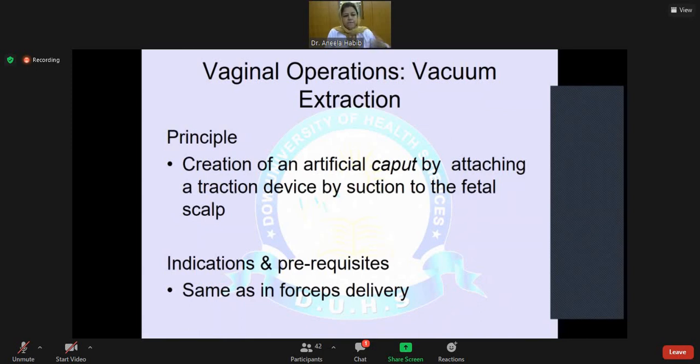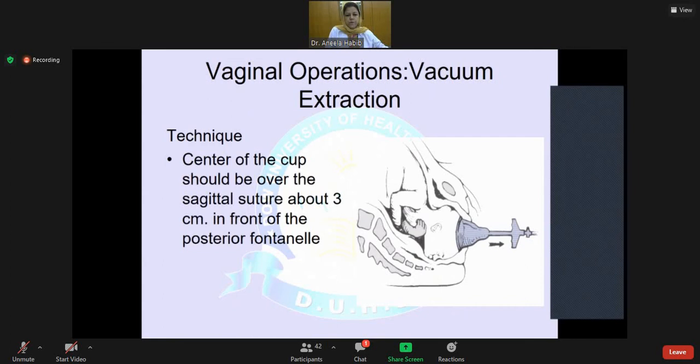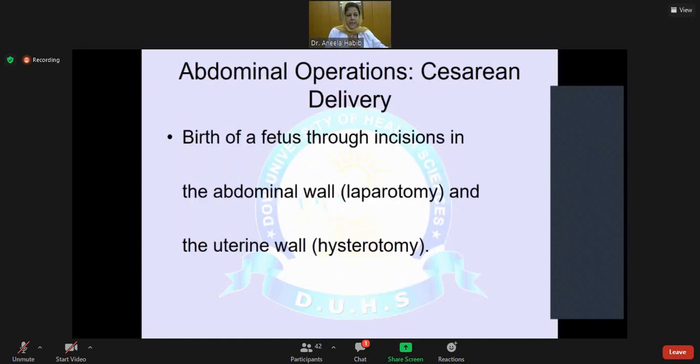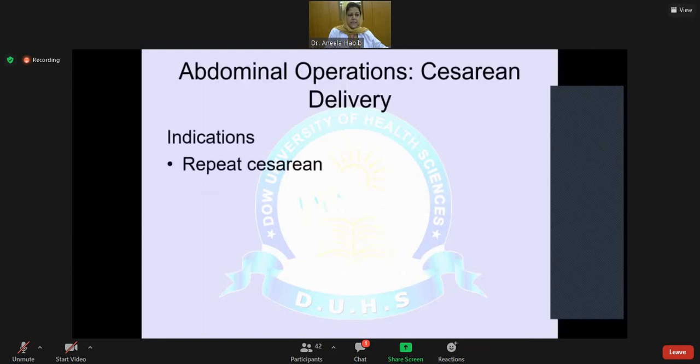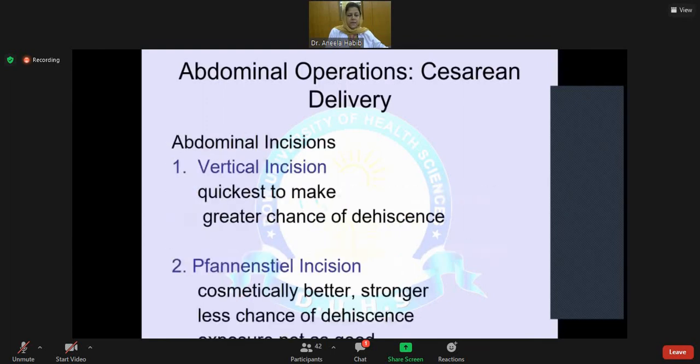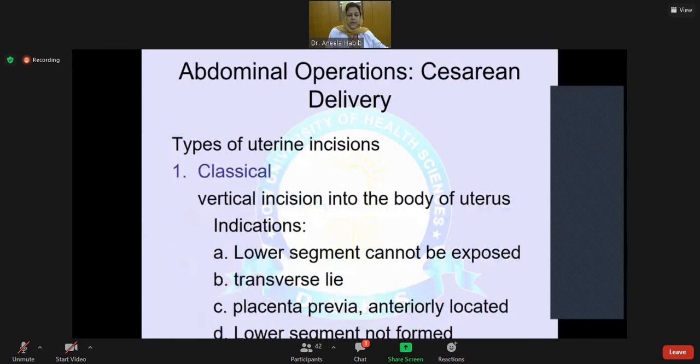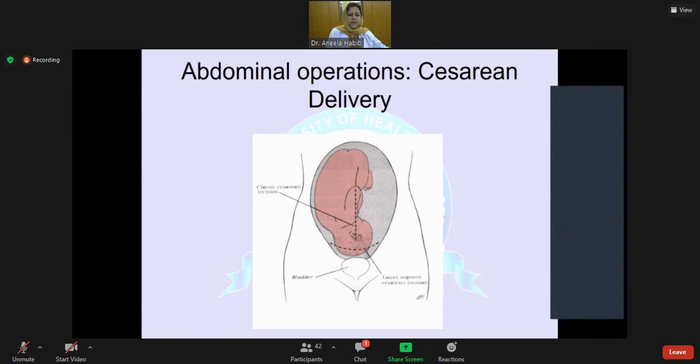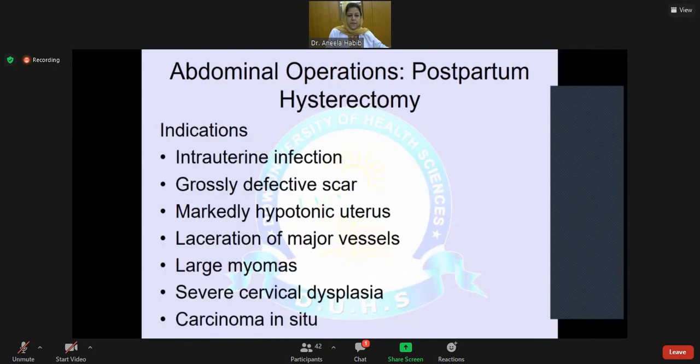And this is a vacuum, which I'm going to apply 3 centimeters anterior to the posterior fontanelle. You need to give a gentle traction to deliver that baby. And these are the cesarean section indications. This is the type of the abdominal incision, and this is the incision on the uterine wall. This is the lower segment cesarean section. This is a longitudinal or the transverse, called a Pfannenstiel incision, which is ideal for the delivery of the cesarean section baby. And these are the indications.